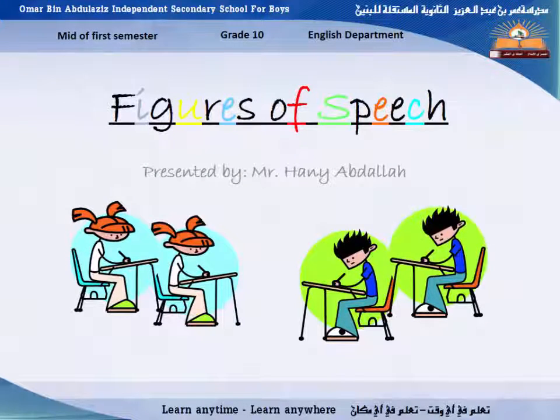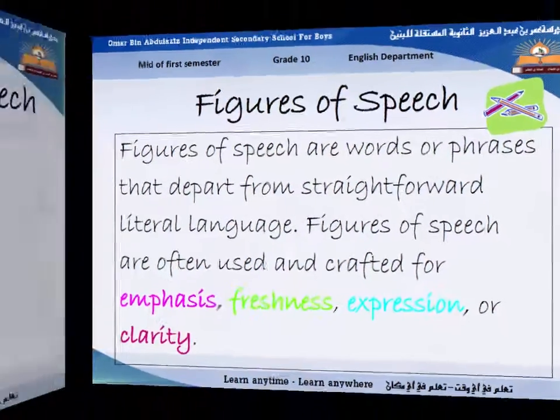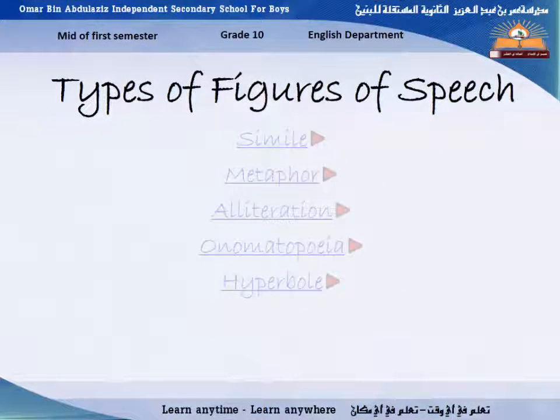Now let's move to our second part in the revision today, figures of speech. Figures of speech are words or phrases that depart from straightforward literal language. Figures of speech are often used and crafted for emphasis, freshness, expression, or clarity. Types of figures of speech. We have simile, metaphor, alliteration, onomatopoeia, hyperbole.